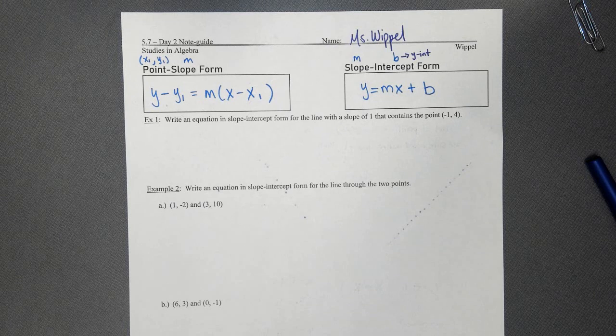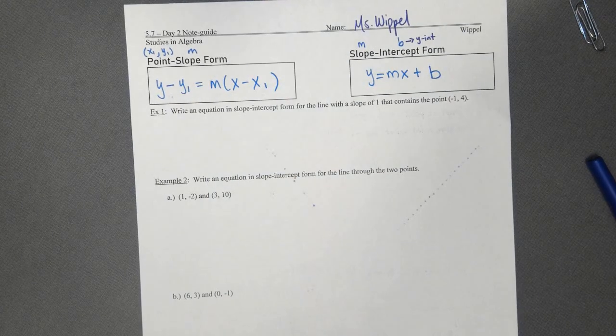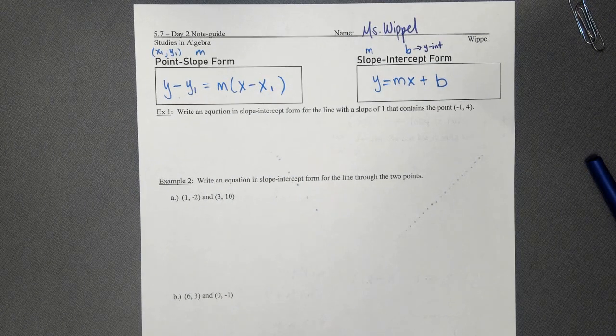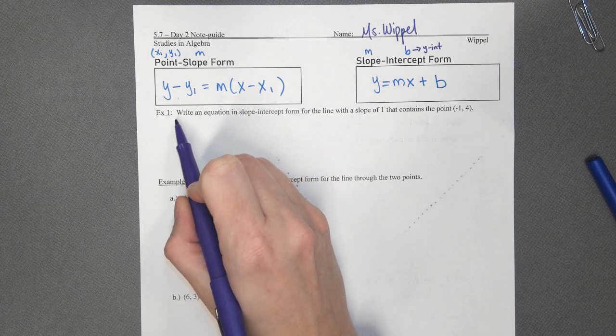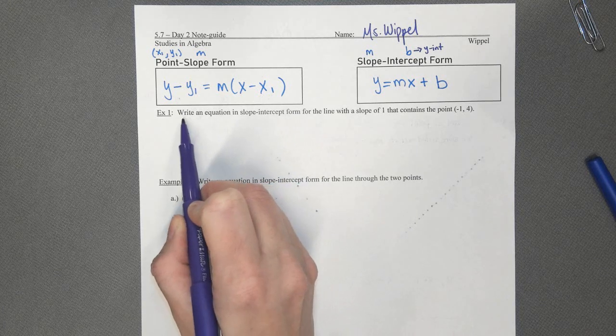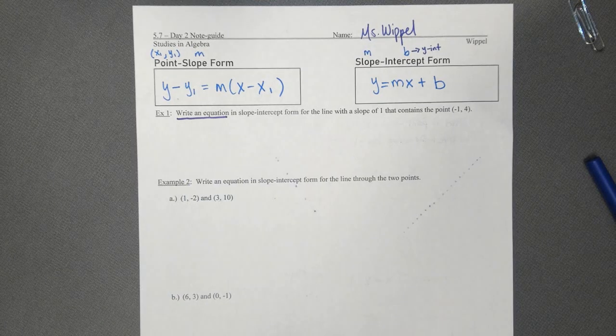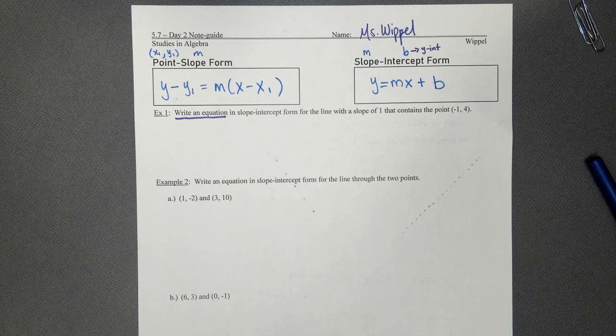So example 1, we actually did that yesterday. So if you were here yesterday, this might feel familiar. And then what we also worked on yesterday was annotations, which I know is something you're familiar with from English. So something that you are going to want to do is underline what you have to do. So it says write an equation. So I'm going to underline that. That way I know my answer is an equation. It's not just a number. Okay? Your answer has to be an equation.